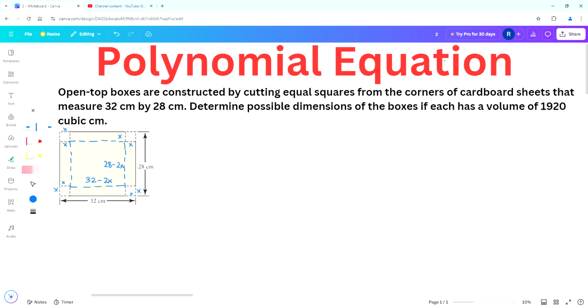The height of this box will be x because of the flap that will be folded. The height of the flap is x. In this problem, we are given the volume of each box. The next step is to write the formula for volume of this box. This shape is a rectangular prism. The formula for volume of a rectangular prism is length times width times height.